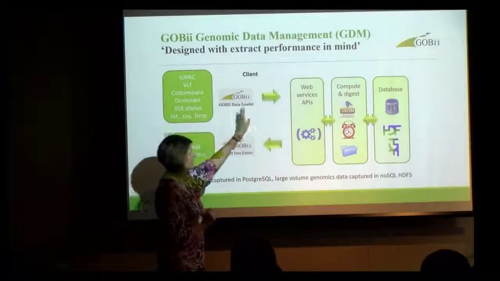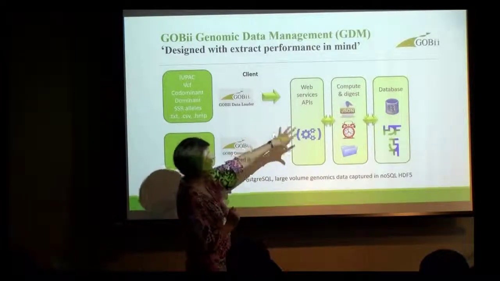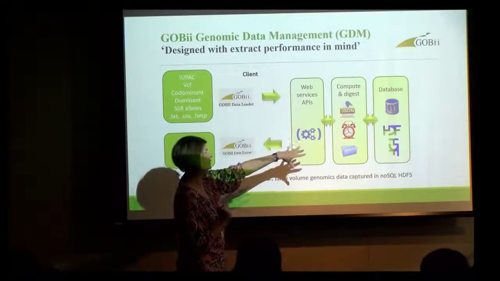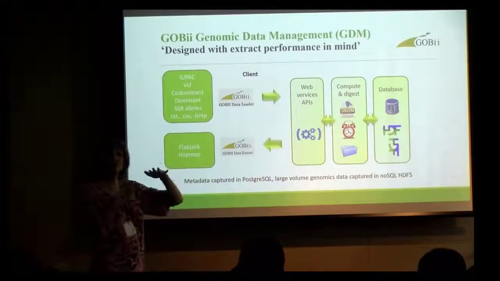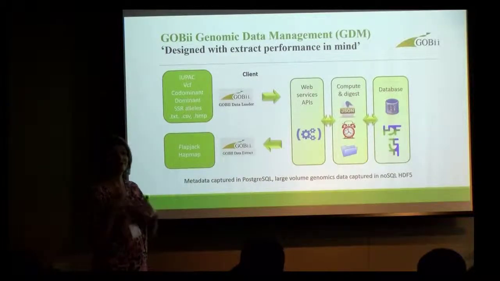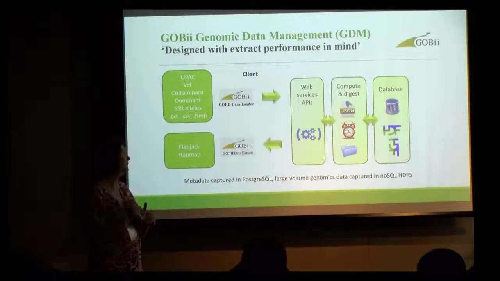The data goes into the system, gets broken up. The metadata goes into Postgres. The big genotyping files go into HDF5. And they're put into two different orientations so that you can extract in two different orientations. So whatever orientation you want to extract in, it'll be really fast.